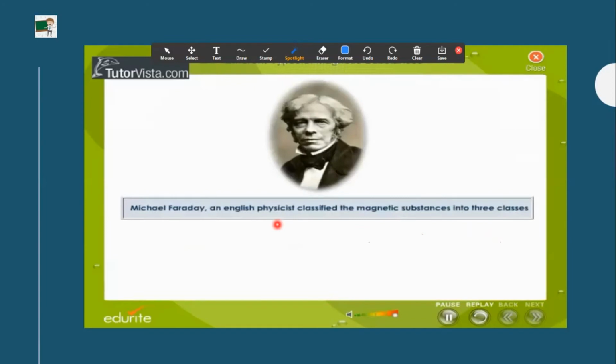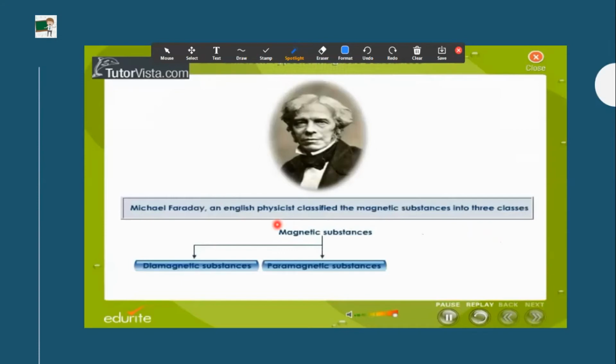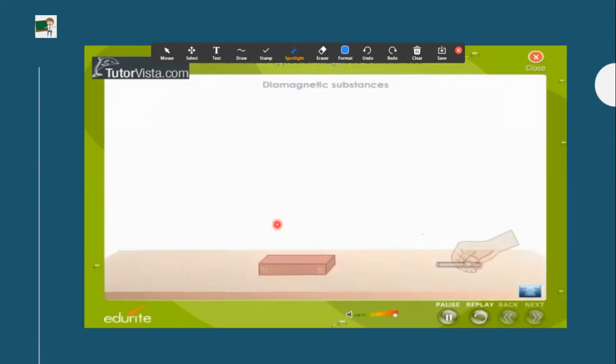Michael Faraday, an English physicist, classified the magnetic substances into three classes, namely diamagnetic substances, paramagnetic substances, and ferromagnetic substances. Click on the links to know more about each.